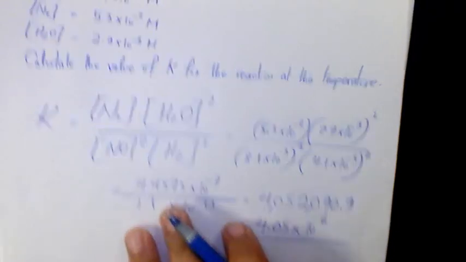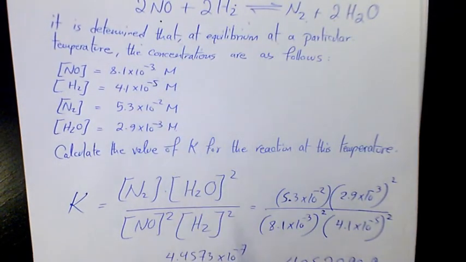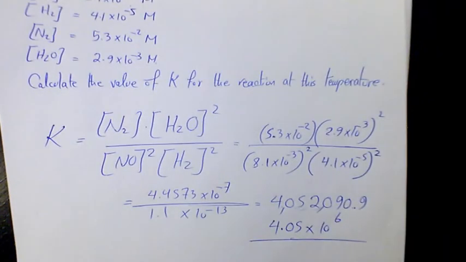And as you see here, the concentration of the product is greater than the concentration of the reactants. So that's why the K value is a large number. So that's basically how we find the equilibrium constant.